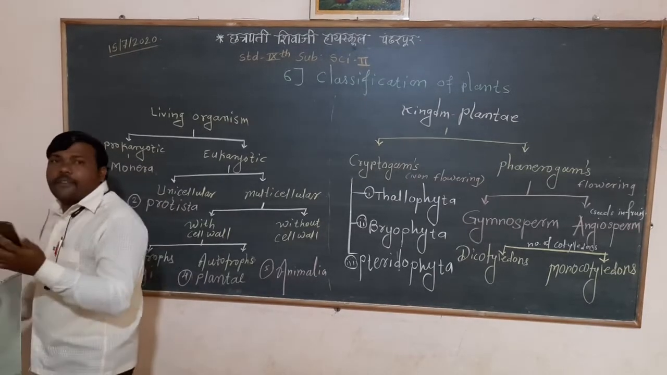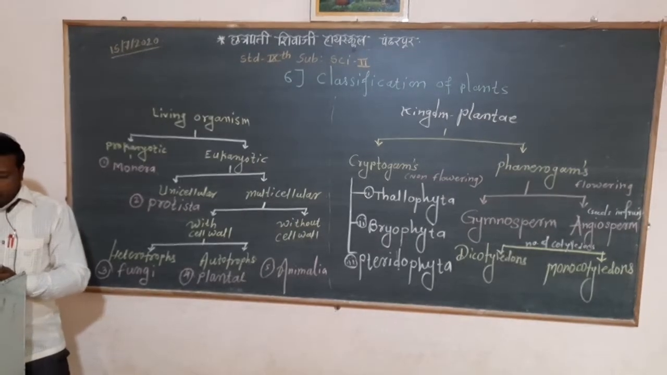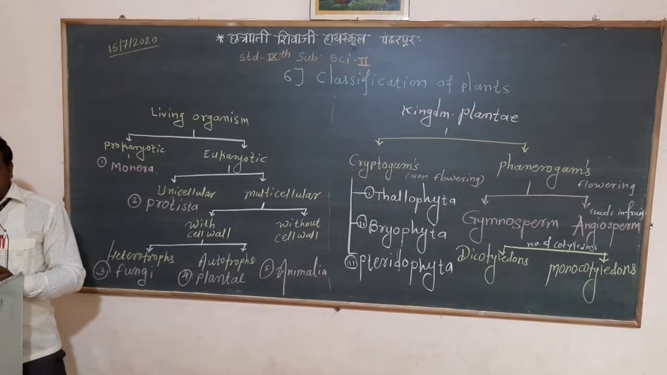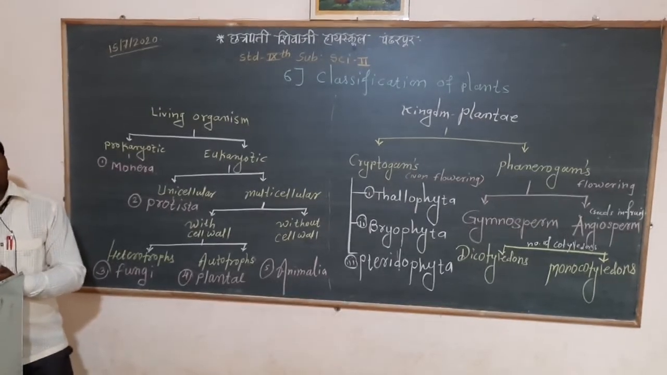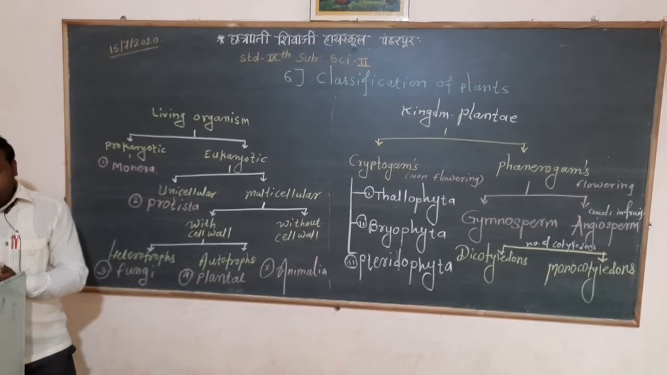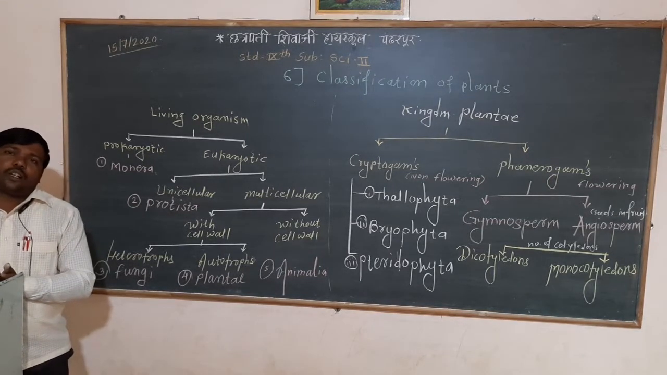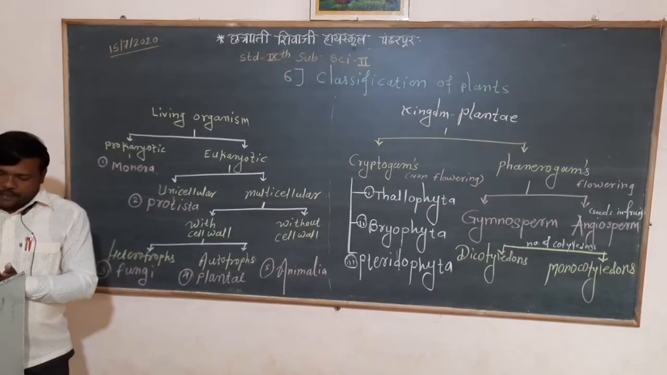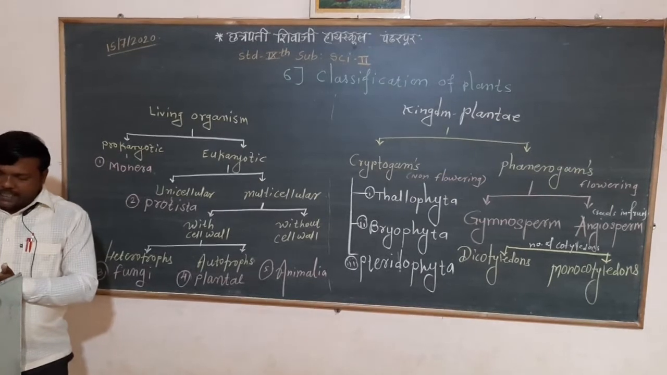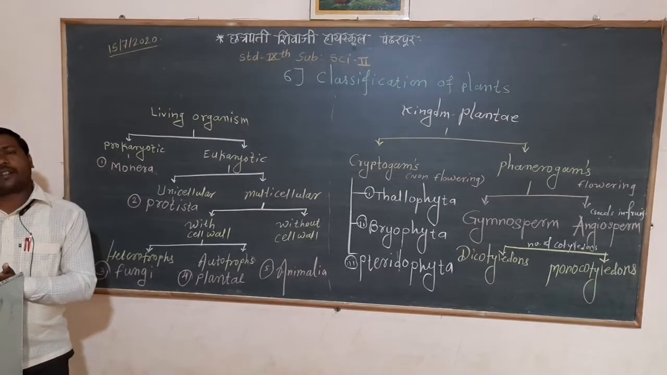Because they need moist soil to grow, but they need water for reproduction. Due to this reason they are called amphibians. Generally we know that these plants are thalloid, multicellular and autotrophic.